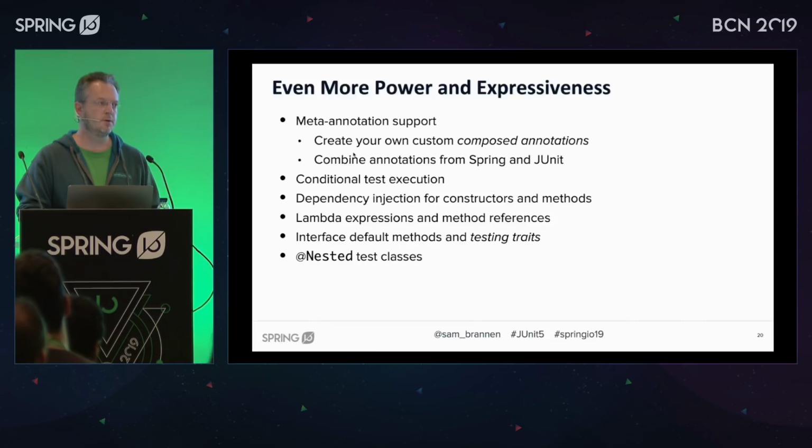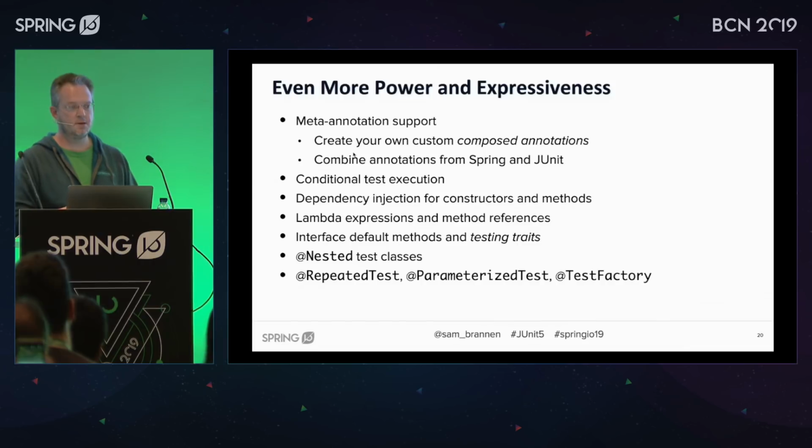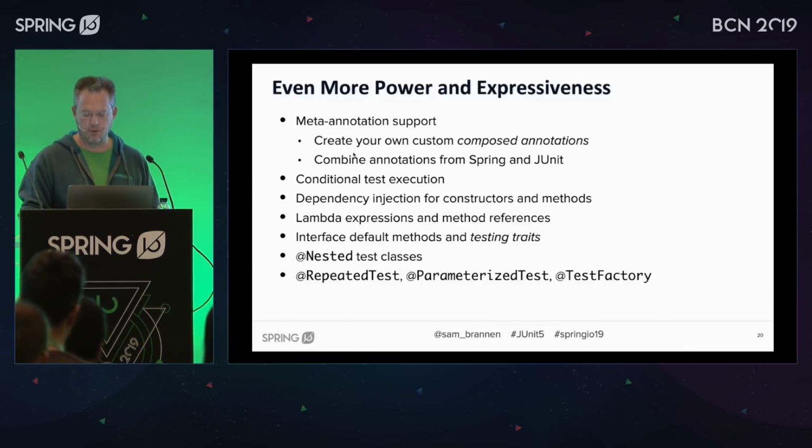Another feature, there was some support for this with JUnit 4 through some external third-party runners. We have support for what are called nested test classes, so you can have test classes inside test classes, and it introduces a nice way to group your test classes hierarchically, and also in terms of sharing state and setup. We also have repeated tests, parameterized tests, and test factories for dynamic tests, so we'll take a look at those.